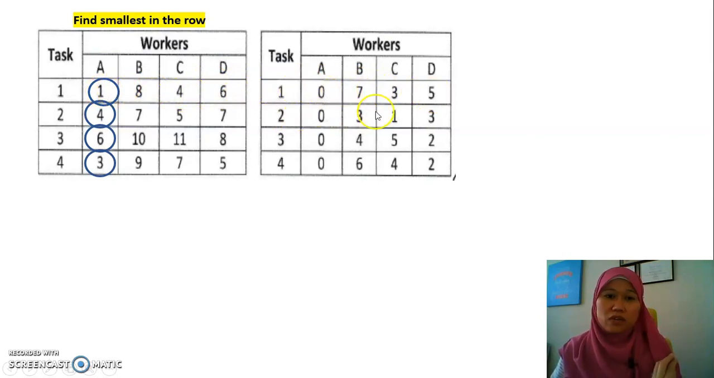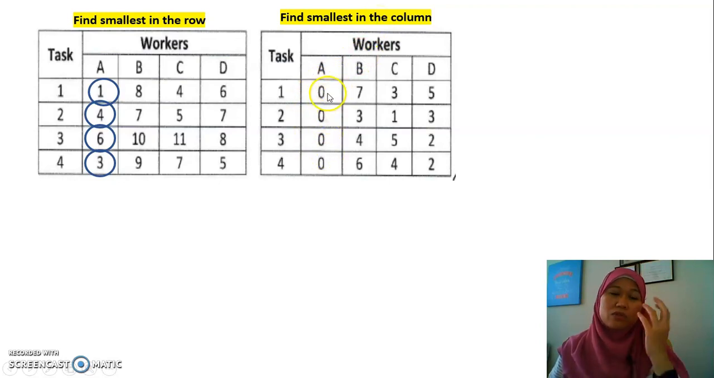Do the same for the second row. The second row is 4, so 4 minus 4 is 0, and 7 minus 4 is 3. Do this for each row. Next, find the smallest in the column. Go column-wise. For this case, it's all 0, so 0 is the smallest one.